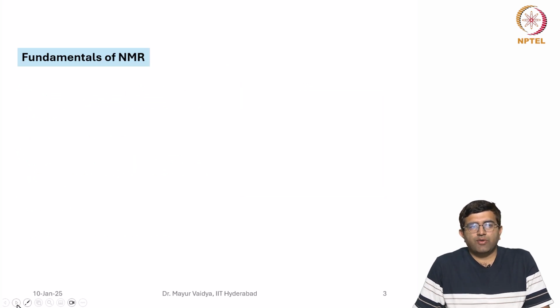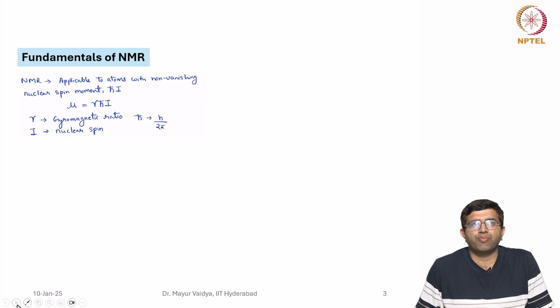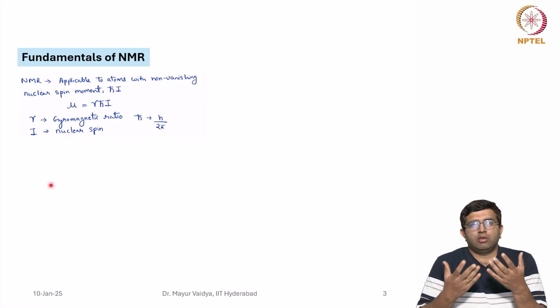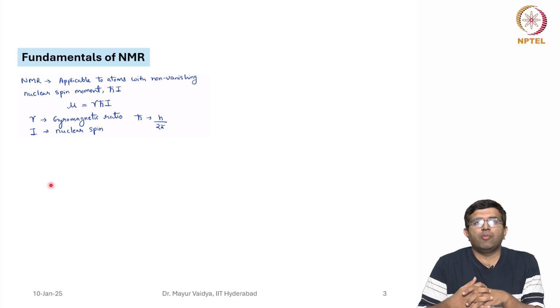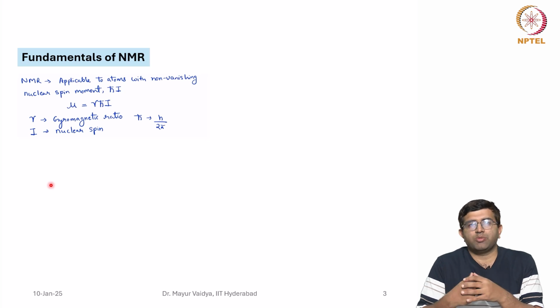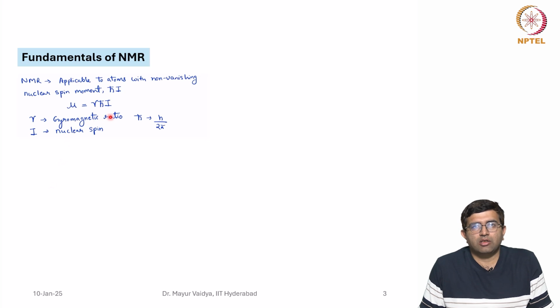Now let us first start with a little bit of fundamentals of NMR. NMR, as the name suggests, is applicable to atoms with non-vanishing nuclear spin moment, which is given by h bar into I. The nuclear spin moment mu is proportional to h bar into I, and is equal to gamma into h bar into I, where gamma is known as the gyromagnetic ratio, and this h bar, I think you know, is h by 2 pi, where h is the Planck's constant.